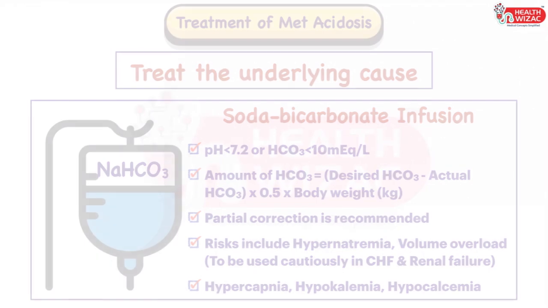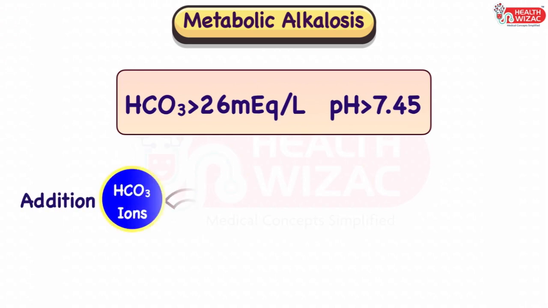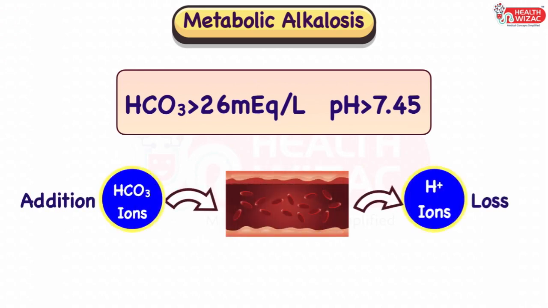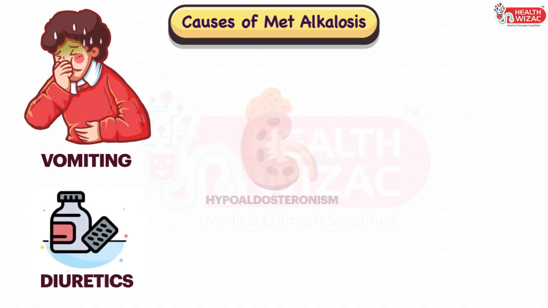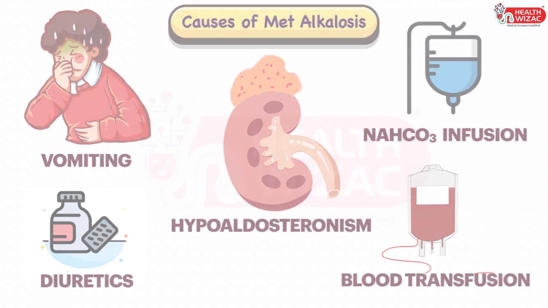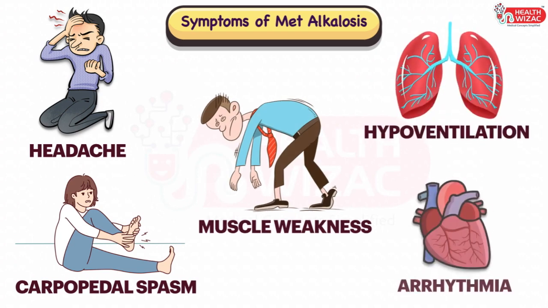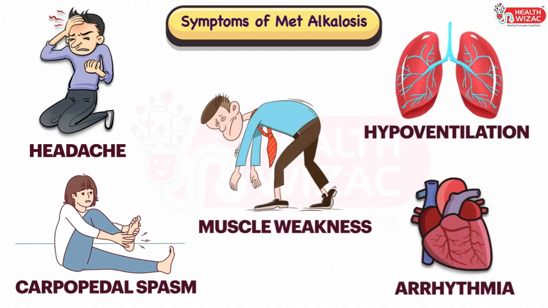Next is metabolic alkalosis. Metabolic alkalosis is a condition in which bicarbonate is more than 26 milliequivalents per liter and pH is more than 7.45. It primarily occurs due to loss of H+ ions or administration of bicarbonate ions. Important causes of metabolic alkalosis include vomiting, use of diuretics, blood transfusion, hypoaldosteronism and soda bicarbonate infusion. Symptoms of metabolic alkalosis include headache, carpopedal spasm, arrhythmias, muscle weakness and hyperventilation.